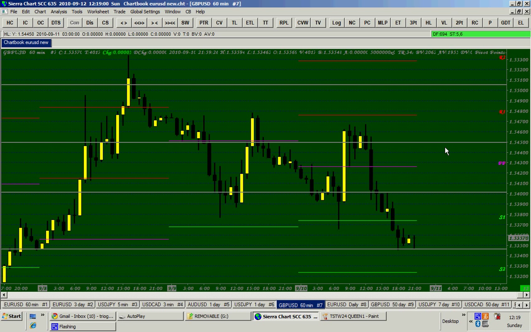The London will open at what time? At 8 a.m. London time, okay? Which is what time in Eastern time? That's 3 a.m. Eastern time, okay? In the morning, 3 a.m. Eastern time, London is open, which is 8 a.m. London time. The London will open.